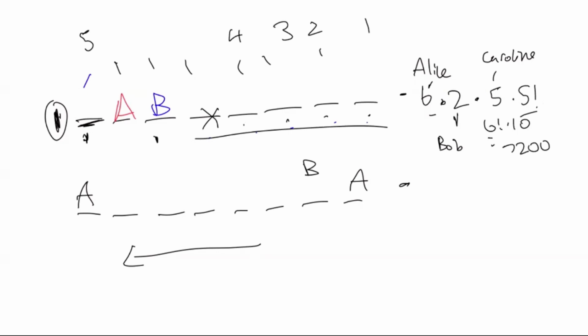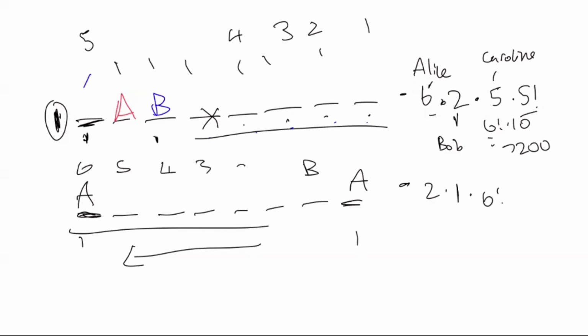Our other case is if Alice is on the edge, in which case there's 2 possible ways. Alice can be on this edge or Alice can be on this edge. For Bob, there's only one possible spot. And for the rest of the people, it's just 6 factorial because it doesn't matter where Caroline goes. It doesn't matter where C goes. They can go in any order they want. So I have 6 ways to choose the person that goes here, 5 ways to choose the person that goes here, 4 here, 3 here, 2 here, and 1 here.